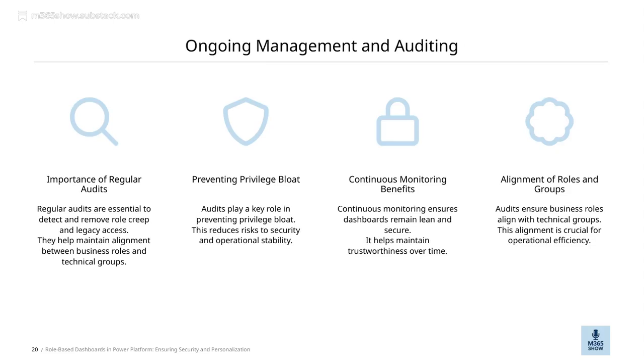Continuous monitoring is another key benefit. By consistently keeping an eye on our dashboards, we can make sure they stay lean, relevant, and secure over time. This ongoing oversight is essential for maintaining trustworthiness, especially as things evolve and new users or roles are added. Preventing privilege bloat is a major focus here. Without regular audits, roles can become overly broad or include unnecessary permissions, which increases security risks and can destabilize operations. Audits help prevent this privilege bloat by identifying and removing excess access before it becomes a problem.